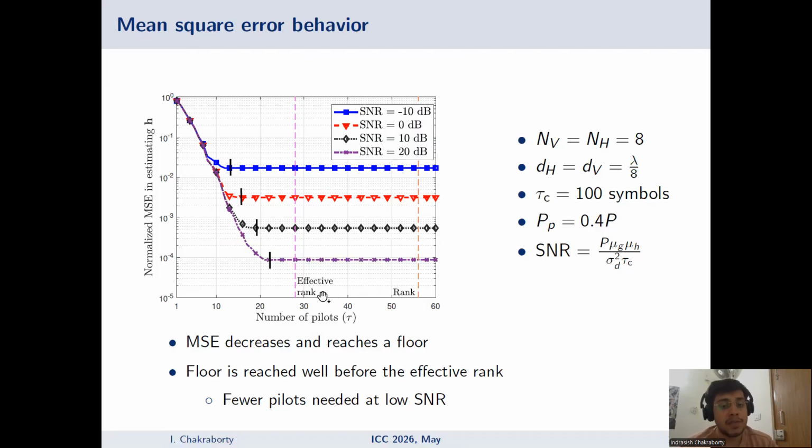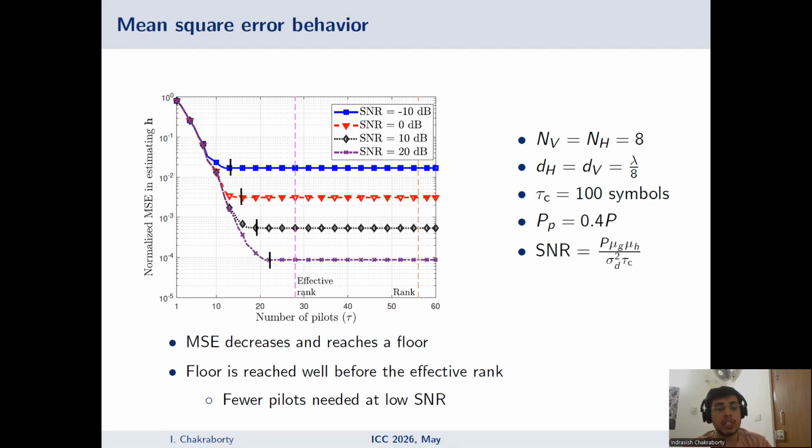We also plotted the effective rank and the rank. The effective rank of the channel covariance matrix turns out to be something around 28. And you can see there is a significant gap between the effective rank and the point where the MSE reaches a floor. And as you decrease your SNR, you can see this gap increases. Basically, what it tells us is if you have a low SNR, if you have low power, you don't need to send more pilots. You can send much fewer pilots and be fine with it.